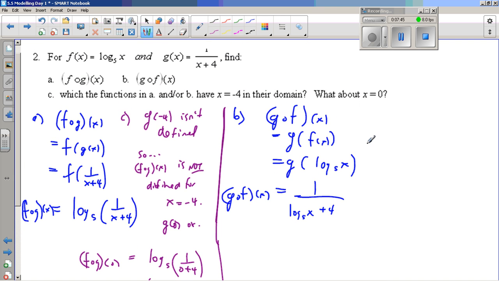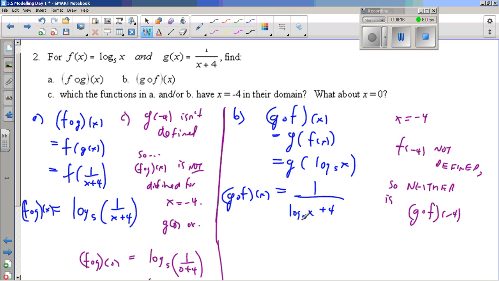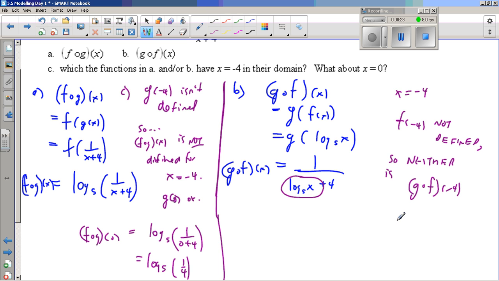Let's have the same argument over here for B. Notice negative 4. I put negative 4 in for f at x. F at minus 4 not defined. So neither is g at f at negative 4. The inside function isn't defined, right? I put minus 4 and automatically that part blows up. Now what about x equals 0? Well, x equals 0, same thing, because I can't take the log of 0. So f at 0 is not defined.